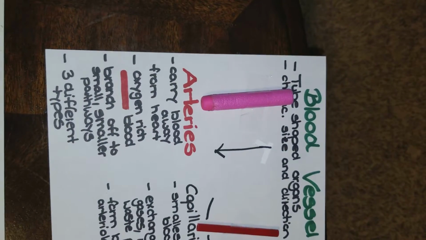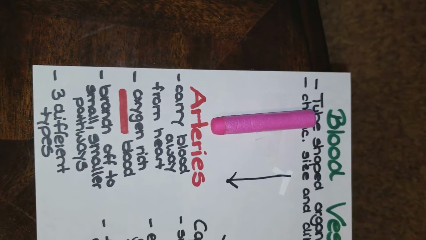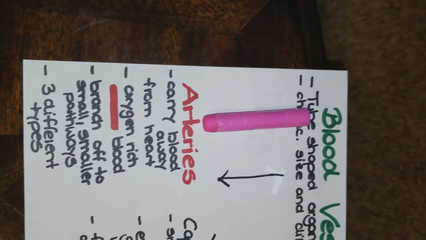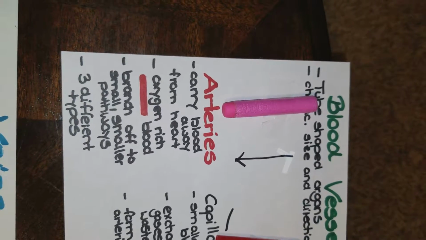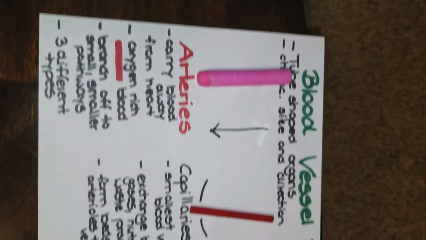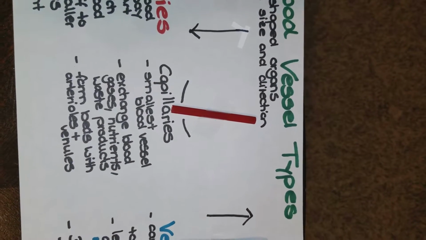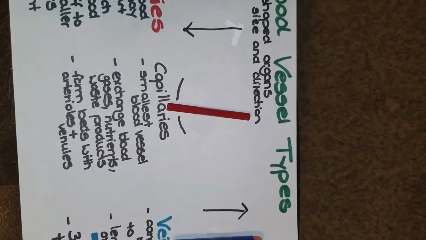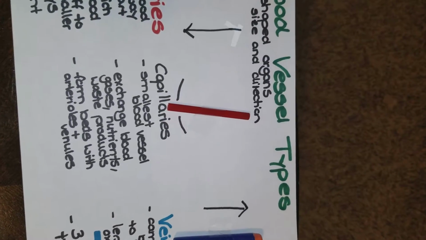The arteries carry the blood away from the heart. They're oxygen-rich due to containing hemoglobin, and they branch off to small and then smaller pathways, and we have 3 different types. The capillaries are the smallest blood vessels. They exchange blood, gases, nutrients, and waste products, and they form beds with the arterioles and the venules.